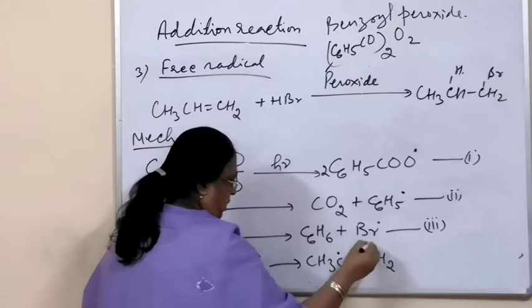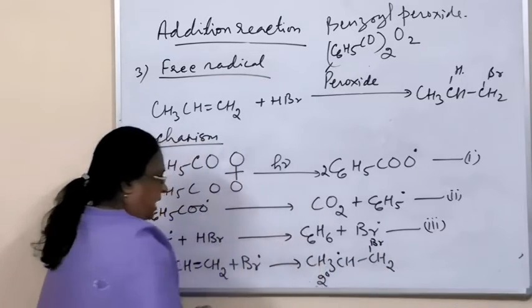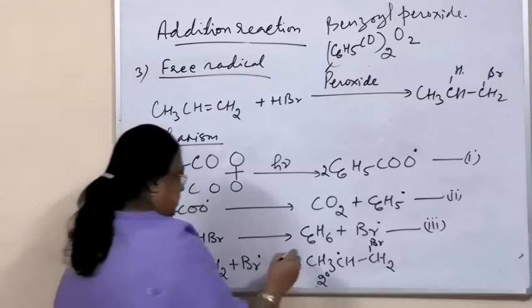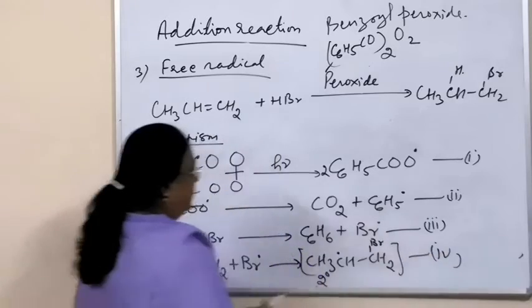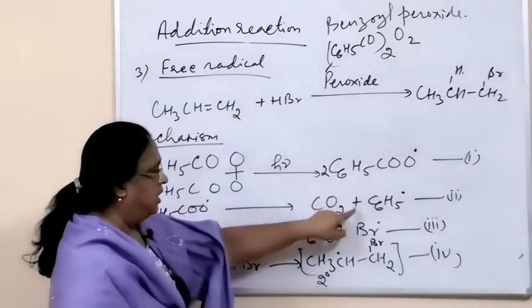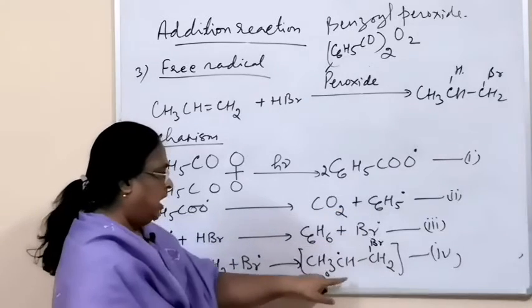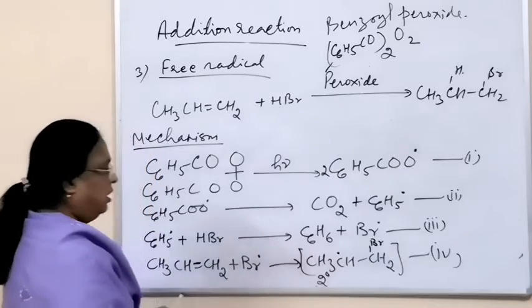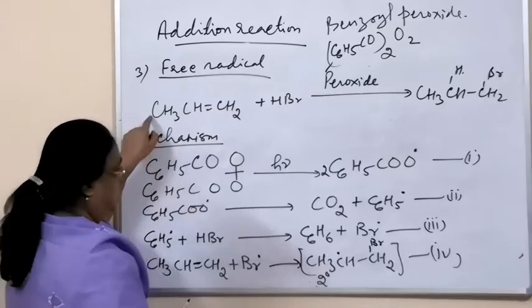So here will be dot, here will be Br. So this is the secondary free radical, remember that this is formed, and this is the main intermediate. If you see here, we have one, benzoyl free radical, second is phenyl free radical, third is bromine free radical, and fourth is the propane free radical, or you can say alkyl free radical from the substrate.